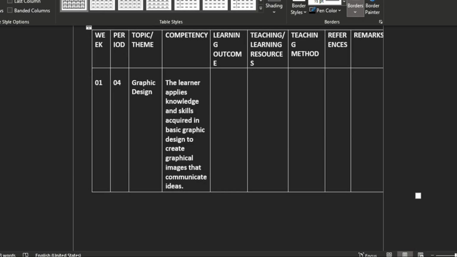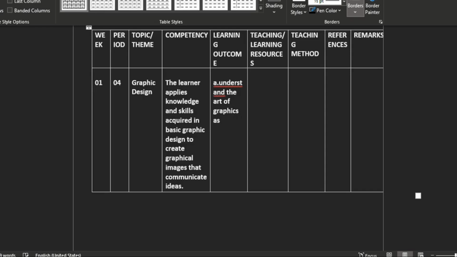So on what you have taught, the competency of the learner should be that he should acquire that knowledge that you have taught him, right? So that he will be able to create graphical images and communicate ideas. Then now we are going to the learning outcomes. The learning outcomes are what the learners should be able to do after finishing this topic.